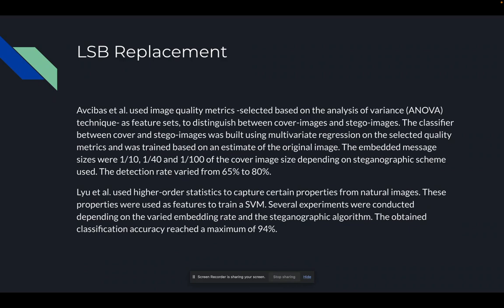Liu and other researchers used high-order statistics to capture certain properties from natural images. These properties were used as features to train an SVM. Several experiments were conducted depending on the varied embedding rate in the steganographic algorithm, and the attained classification accuracy reached about a maximum of 94%.